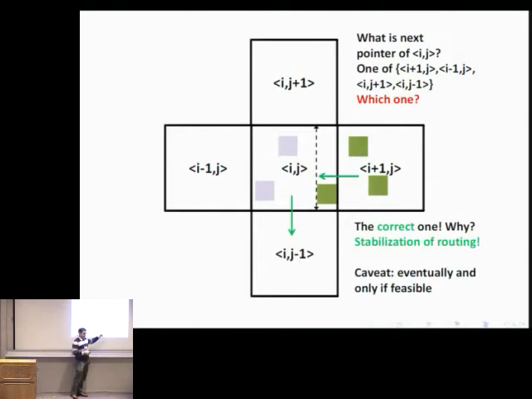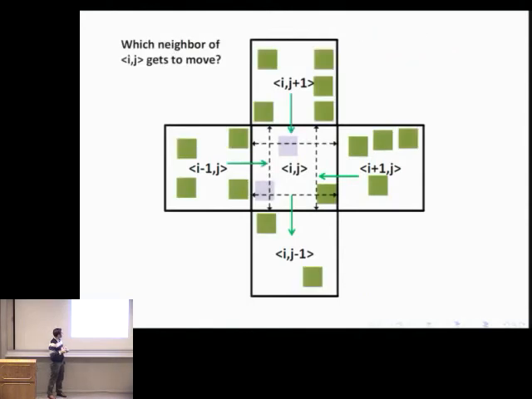So the caveat is this occurs eventually after the routing algorithm is finished running. So after the route's been found, and only if it's still connected to the sink. If not, you can't say anything. It's not possible. Right? So then the final point of the algorithm is which neighbor of ij gets the ability to move in a situation like this.